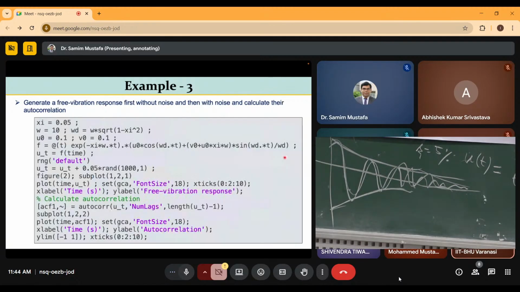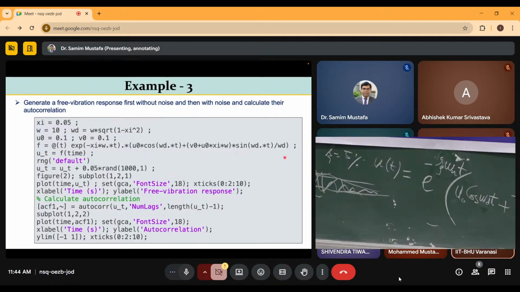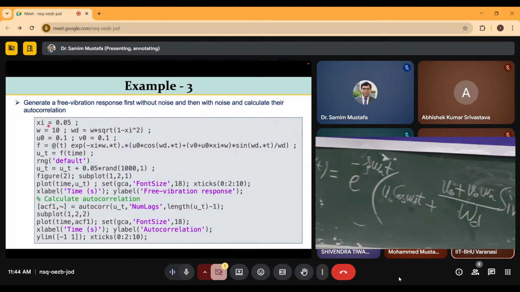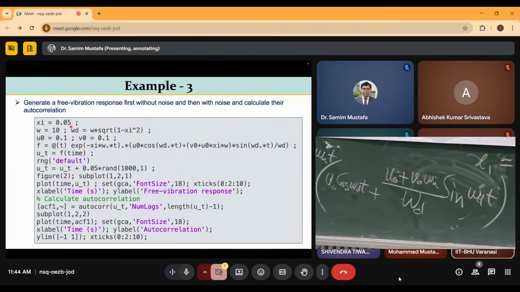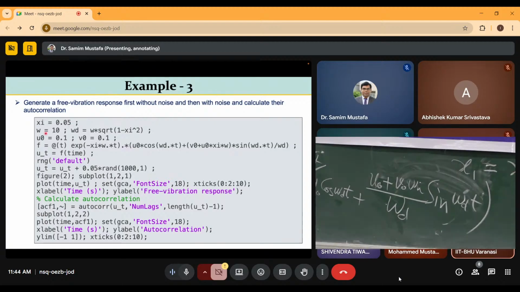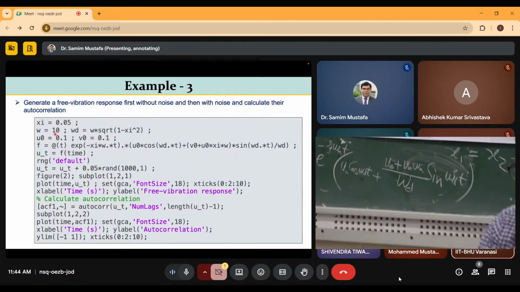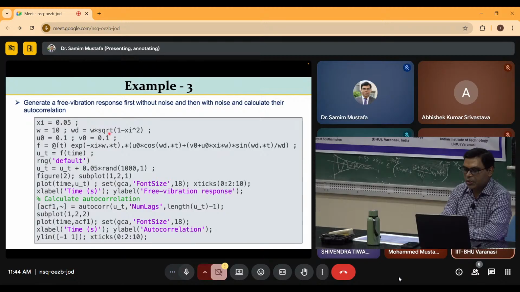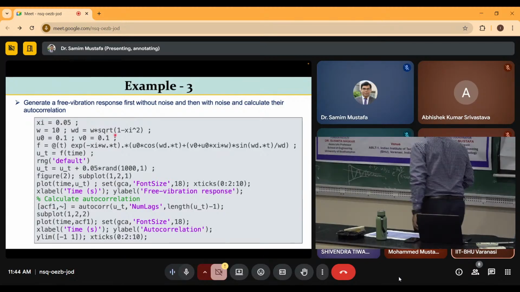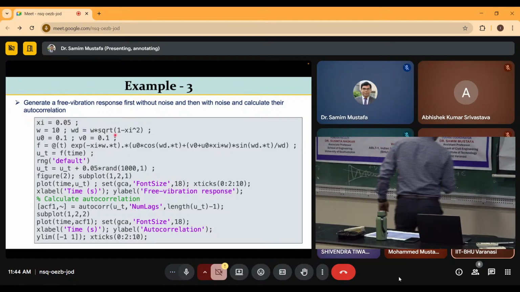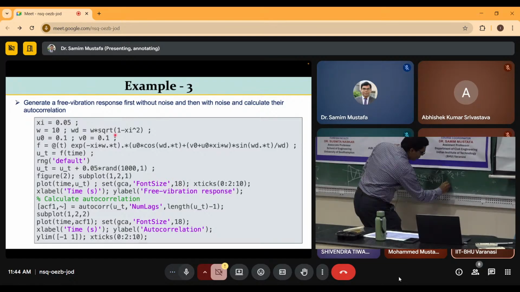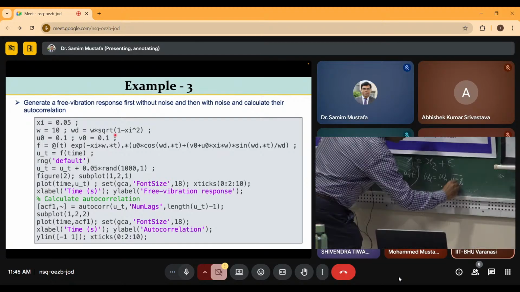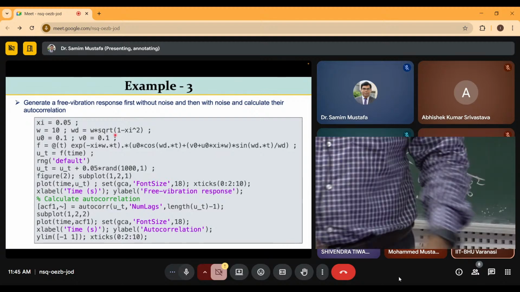This is the code that I have written. So you see, xi stands for the damping ratio, which is 5%. Then omega I have taken as 10 hertz. Omega is the natural frequency. Then omega d is omega multiplied by the square root of 1 minus xi squared. As I said, omega d is nothing but omega n times the square root of 1 minus xi squared. This is the equation that I have written in MATLAB.